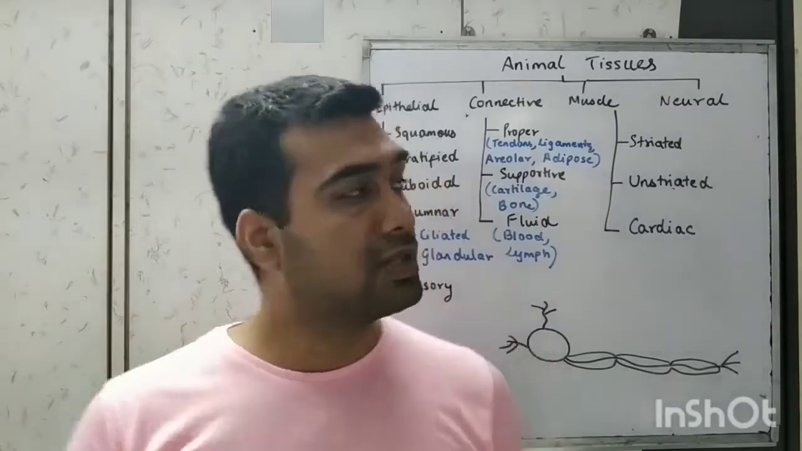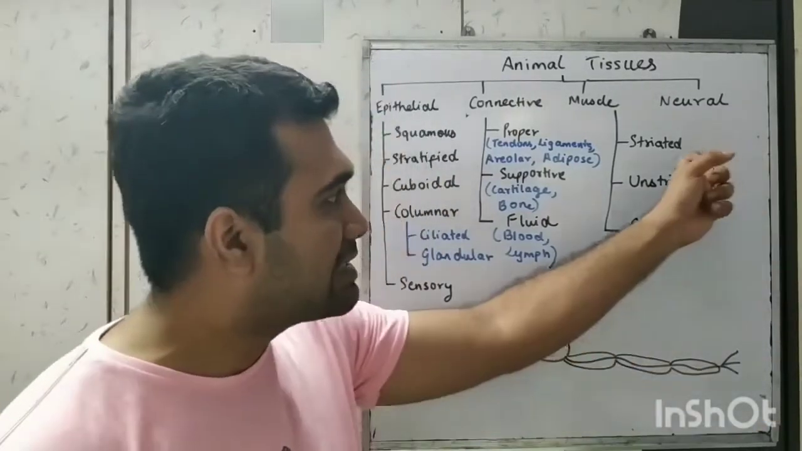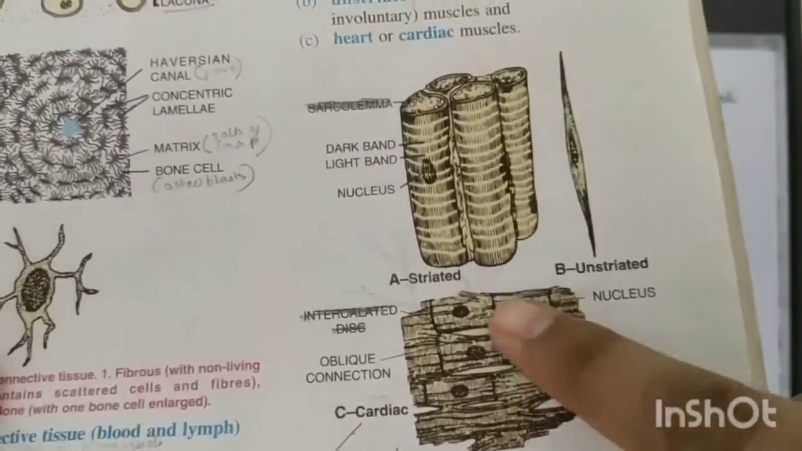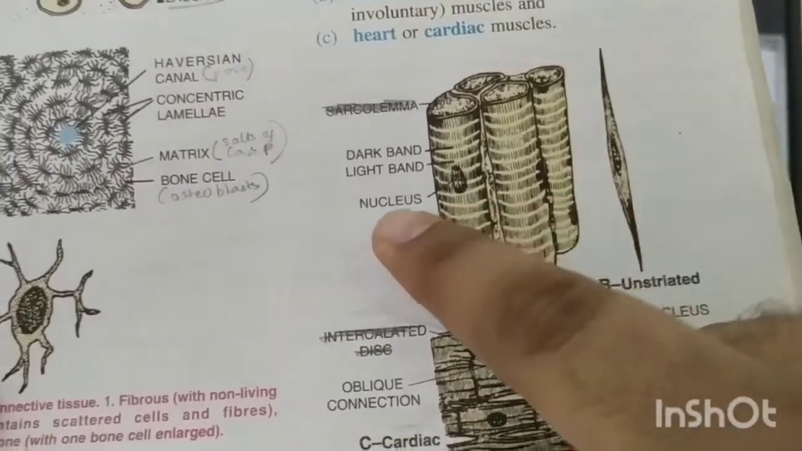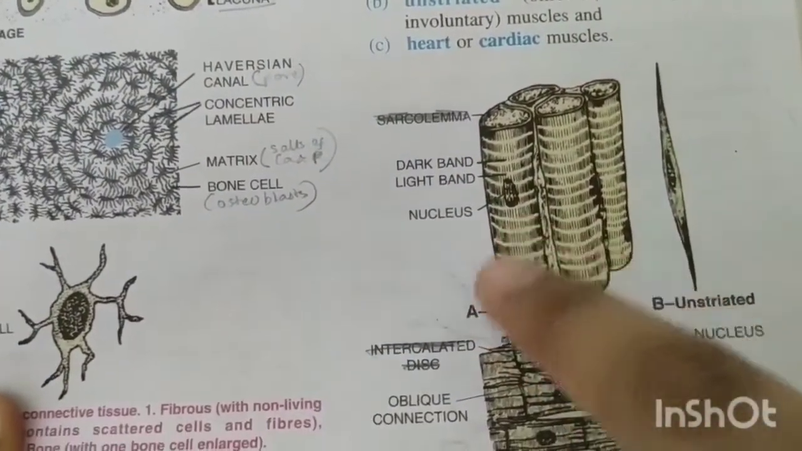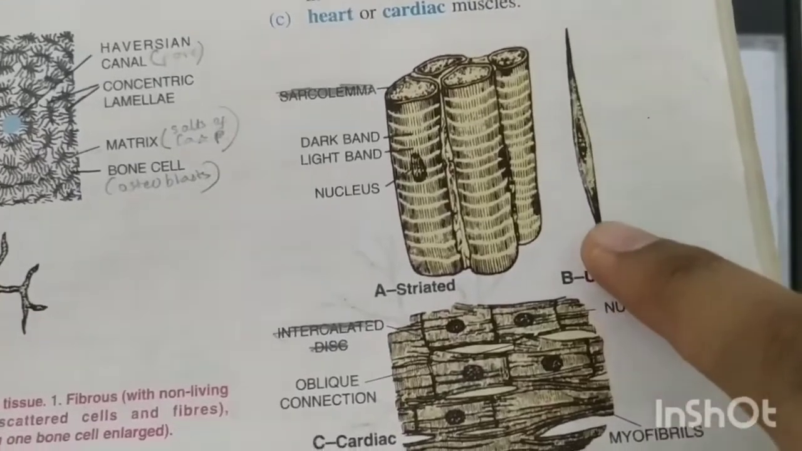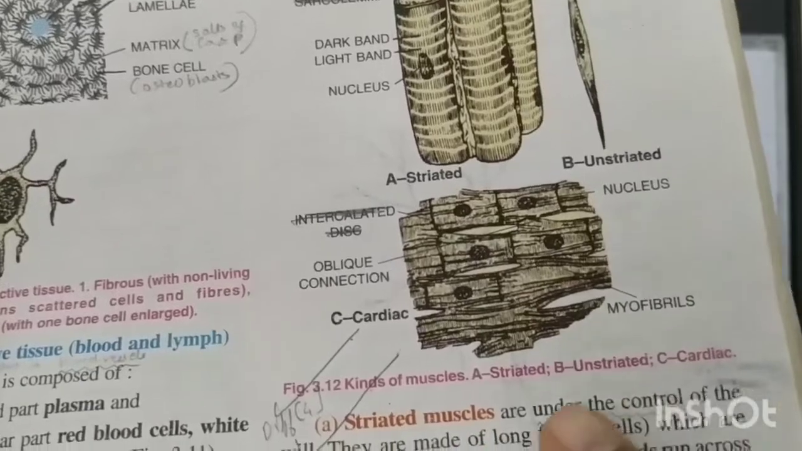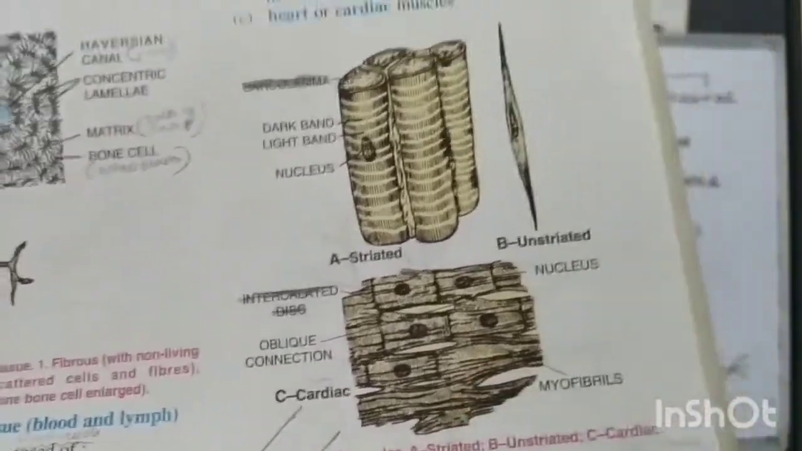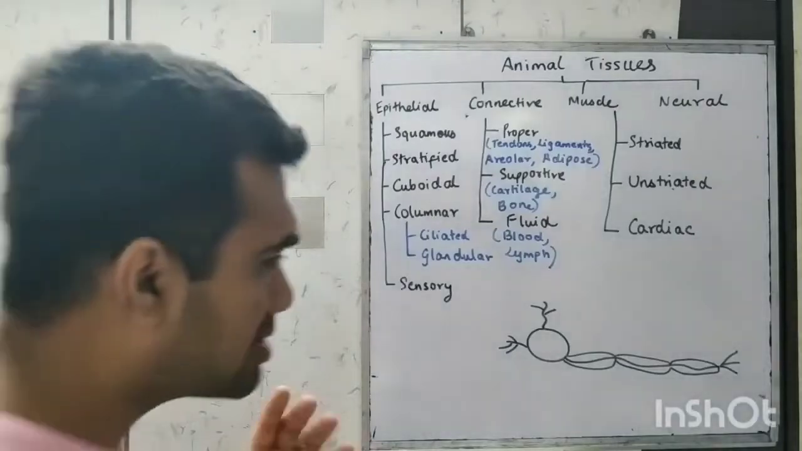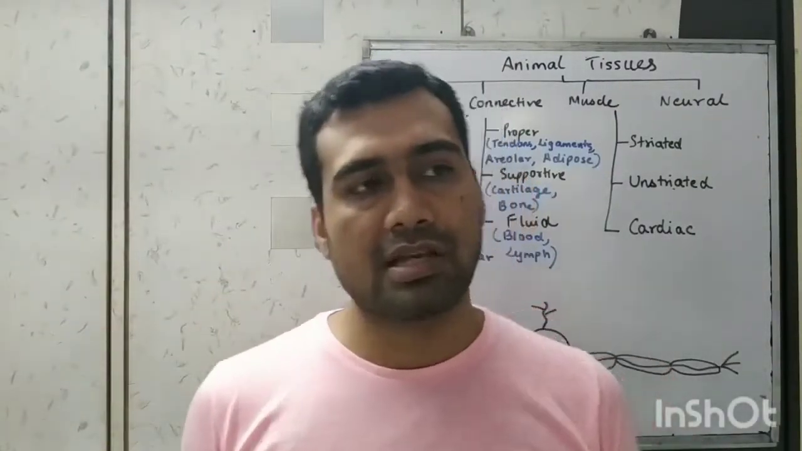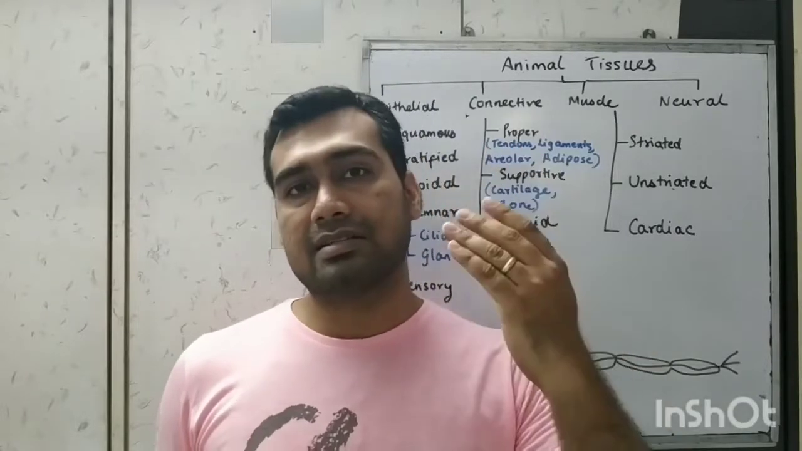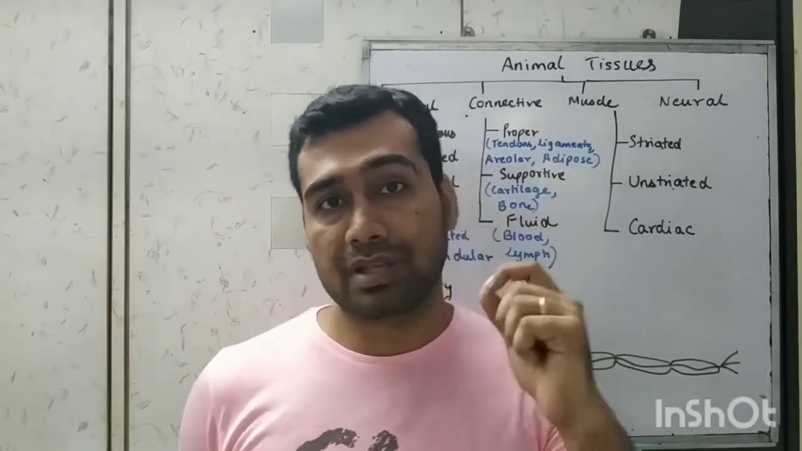Next, the muscle tissue. That's of three types: striated, unstriated and cardiac. As you can see in this diagram, the striated muscles have dark and light bands, they have nuclei, whereas the unstriated muscle cells don't have any striations at all. The cardiac muscles are unique. They have striations. Now the striated muscles are also called skeletal muscles because they are responsible for all the voluntary movements of our body. They are in our control. When we move our hand, the skeletal muscles or the striated muscles are being used.